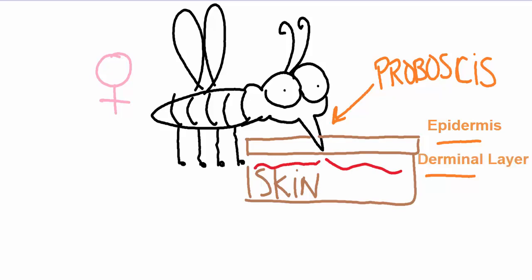the dermal layer underneath. When she locates a vessel, the mosquito releases some of her saliva into the wound. Now, mosquito saliva contains an anticoagulant that keeps her blood flowing until she is finished with her meal, or else the thickened blood could get blocked inside her, causing her to die.